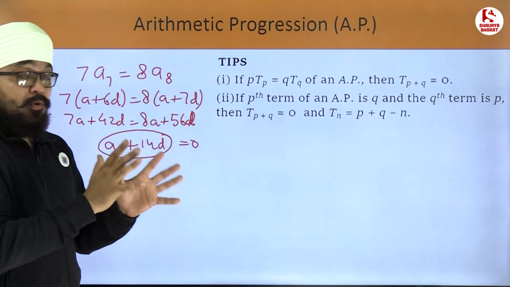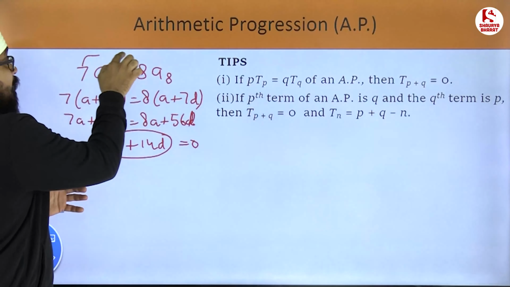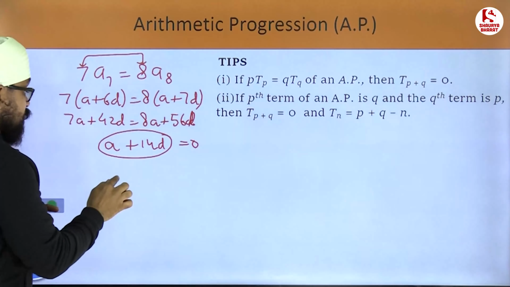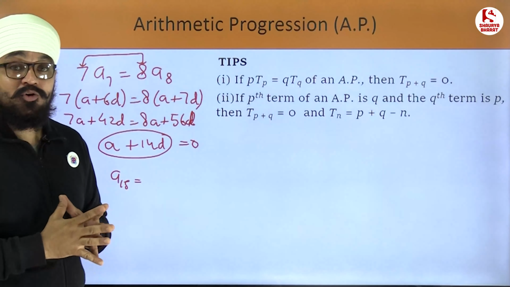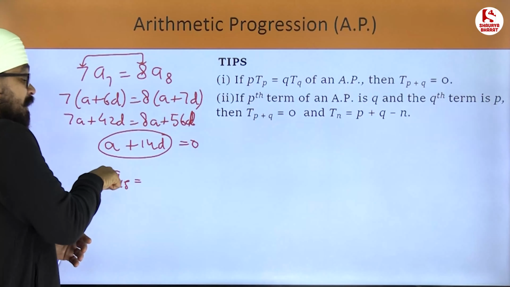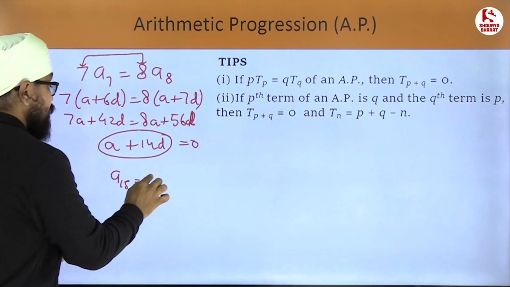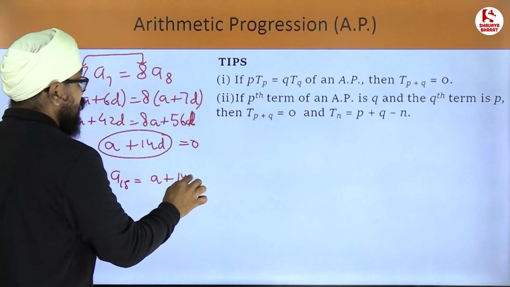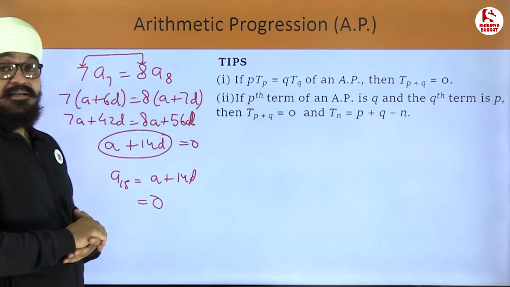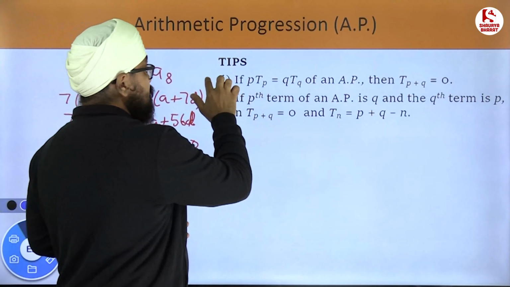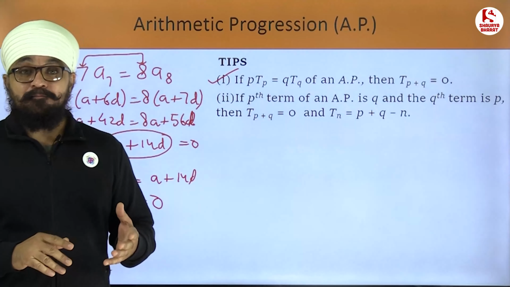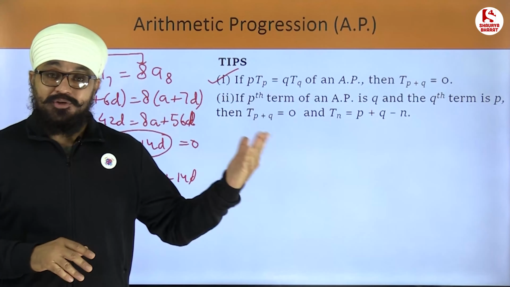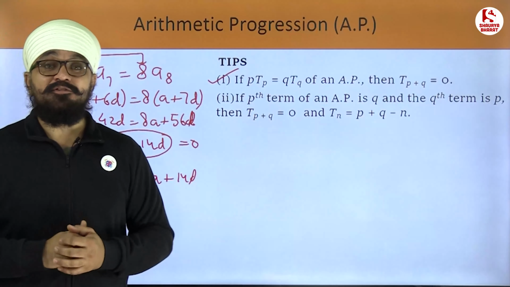Okay, done. Now what they are saying, 7 and 8 means 15. So they are asking you to find the 15th term. So dear student, the 15th term will become automatically 0, because if I expand using the formula of the nth term, it will be written as a plus (15 minus 1)d, that is a plus 14d, which we have already obtained as 0. So this is an important result that you can keep in mind. P times the pth term is equal to Q times the qth term means the (P plus q)th term will be 0.